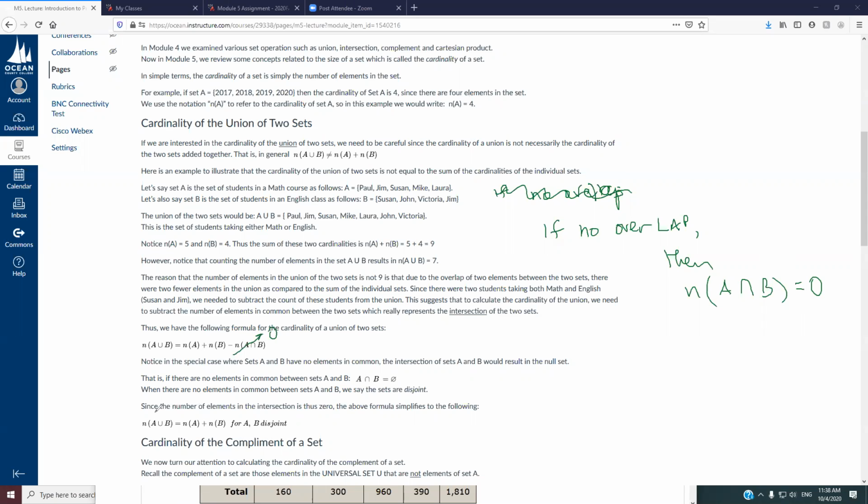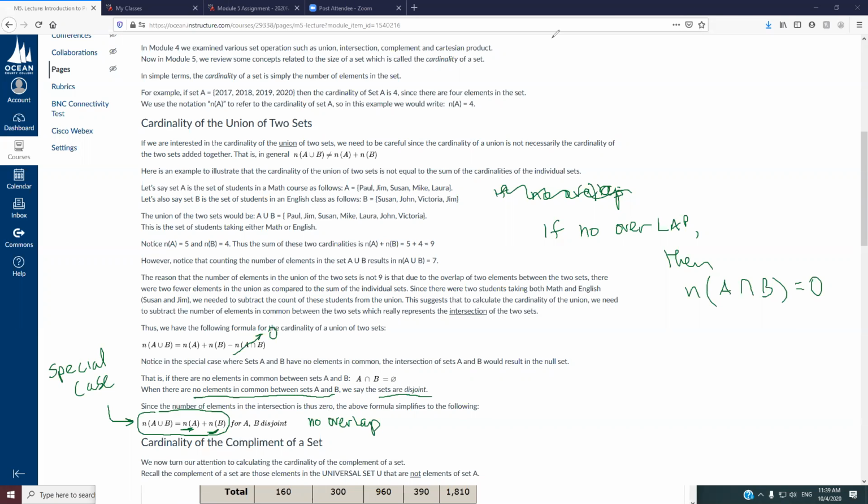So I can simplify it and just say, if I want to know the cardinality for A union B, I can just take the cardinality for set A plus the cardinality for set B. But this is only when there's no overlap. When there's no overlap, we use the word disjoint. Disjoint means there are no elements in common between these 2 sets. So you can use this as a special case if there's no overlap between the 2 sets.